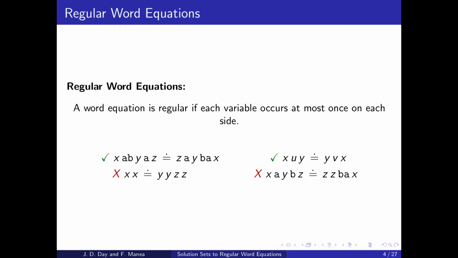Word equations are regular if each variable occurs at most once on each side. So regular word equations are a subclass of the full class of word equations. For example, we can have equations like these. These are regular because each variable occurs at most once on each side, and we don't care what happens to the terminal symbols, A and B in this case. But we can't have something like this where the variable x occurs twice on the left-hand side.